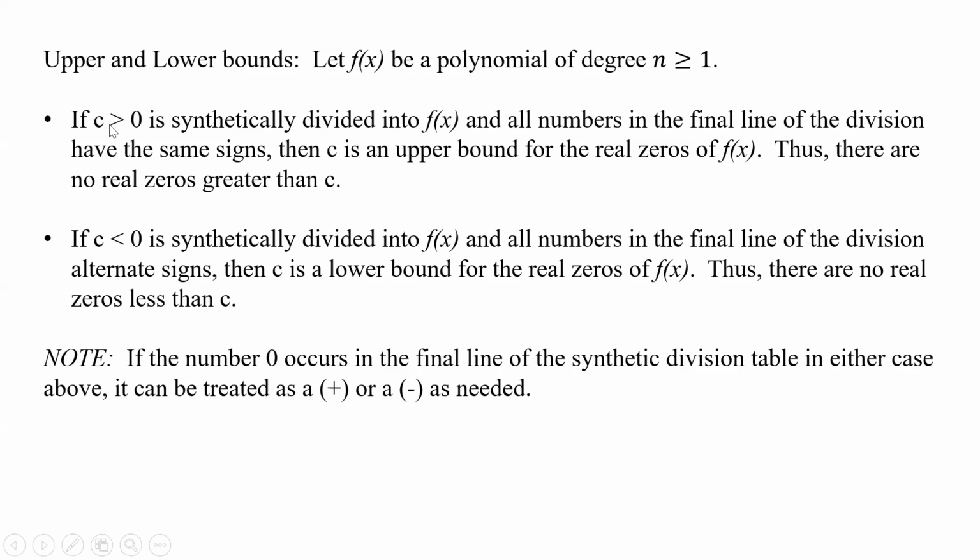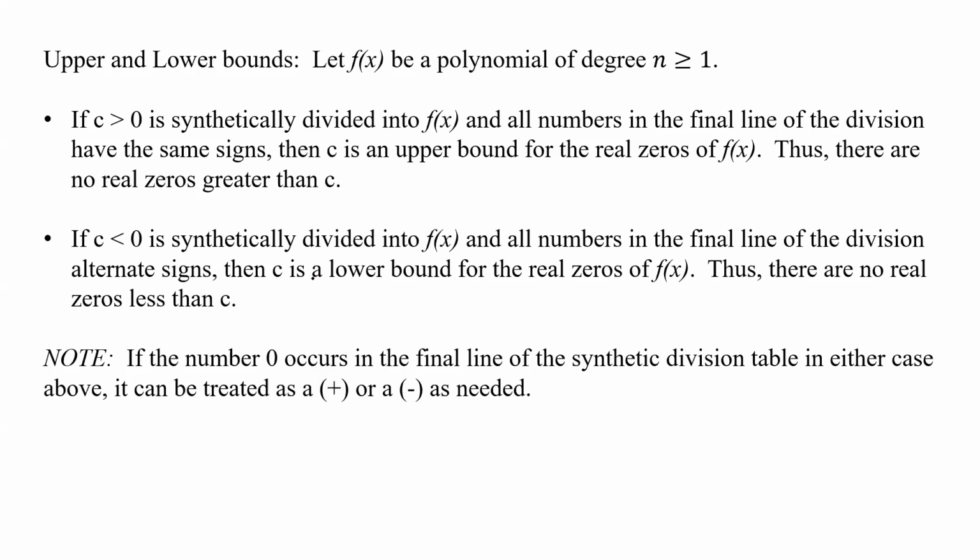So whatever that c is going to be, the upper bound. So nothing else is going to be greater. If we work our way through and we hit one that's maybe 4, and we get all positives or all negatives in that last line of the division, then we know that's the biggest one, and we need to start going to the negatives after that, because there's not going to be any real zeros greater than that.